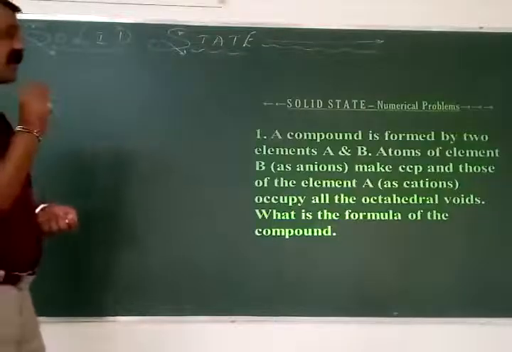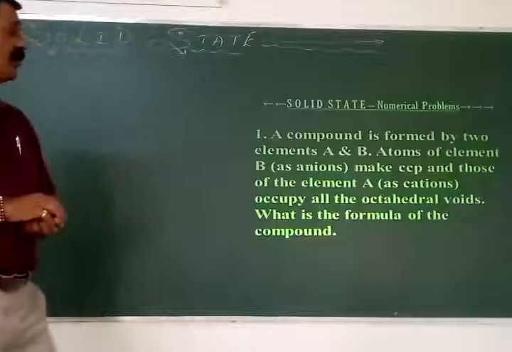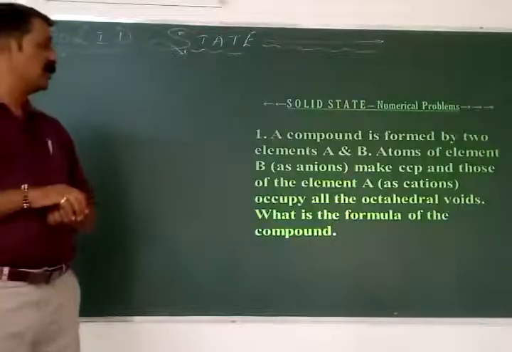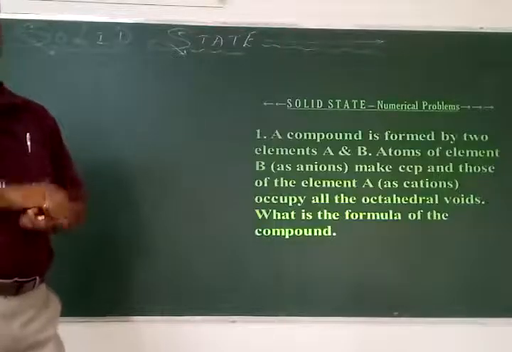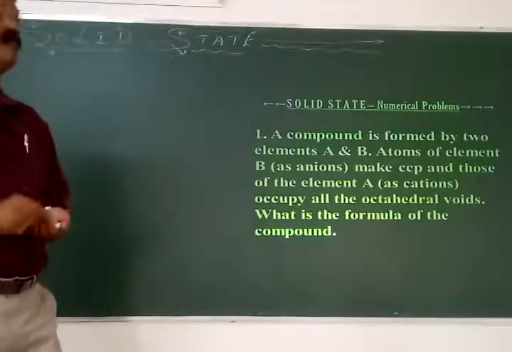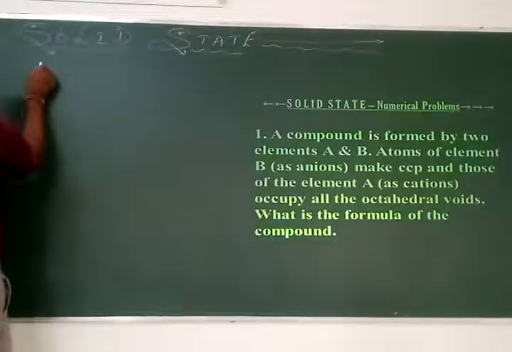Here A acting as cations occupies the octahedral voids, whereas B acting as anions occupies the positions of CCP, cubic close packing. If this is the case, what is the formula of that particular compound? Okay, so let us solve that.